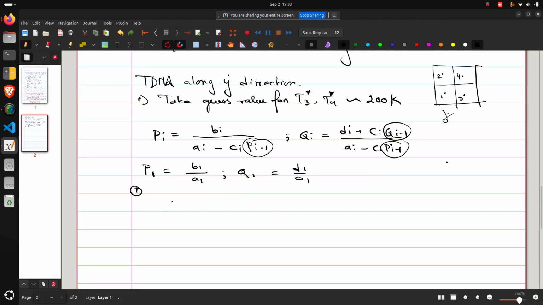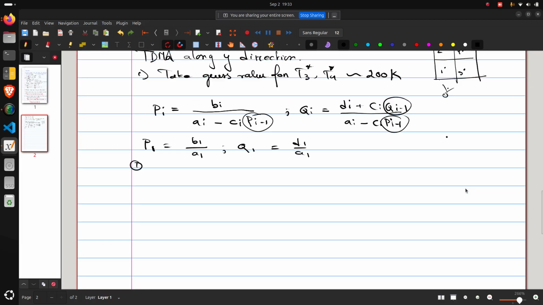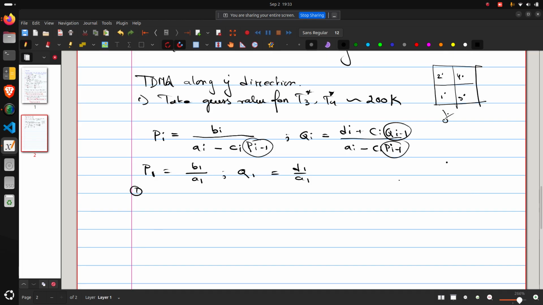So if you remember, for example, something like this, right? Phi 1 is equal to some constant value, so T naught or some constant will be there, right? Then for phi 2 we will have something like this: A2 phi 2 is equal to B2 phi 3 plus C2 phi 1 plus D, something like this, right? If you remember.